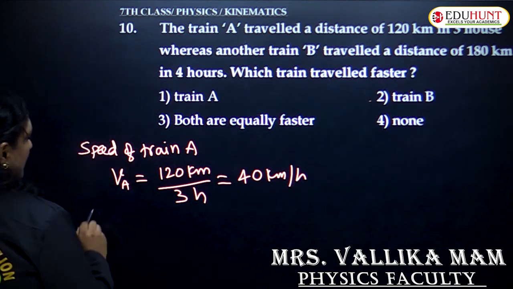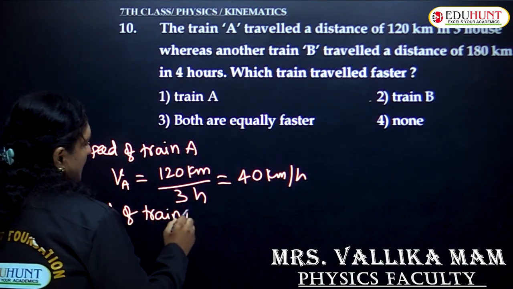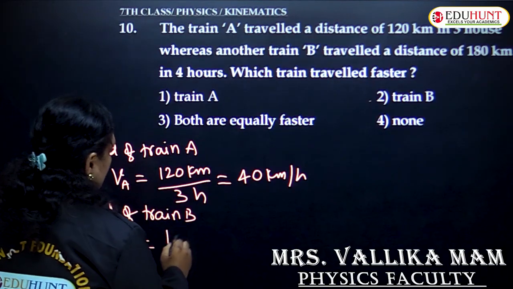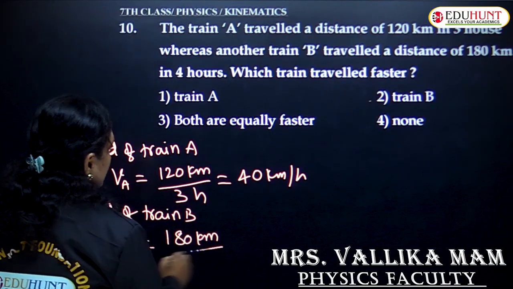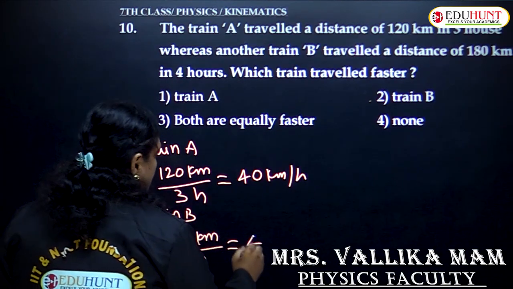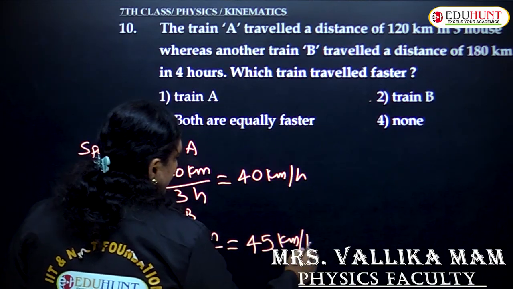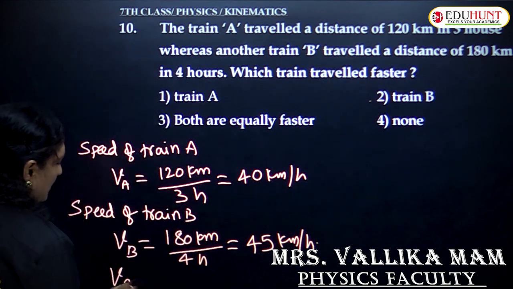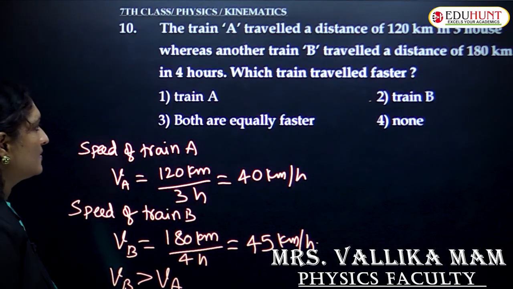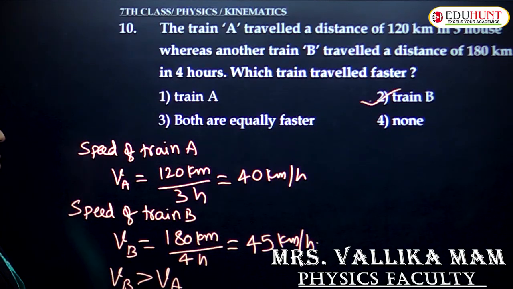Whereas moving to train B, the speed of train B is calculated as VB is equal to. So, what is the distance travelled by the second train? 180 kilometers in how much time? 4 hours. After further simplification, it was found that 180 by 4 is 45 kilometer per hour. Clearly, the speed of B is greater than the speed of A. Hence, train B travels faster. So, which train travels faster? Train B travels faster. Next question.